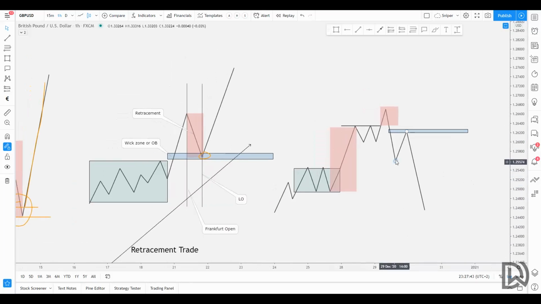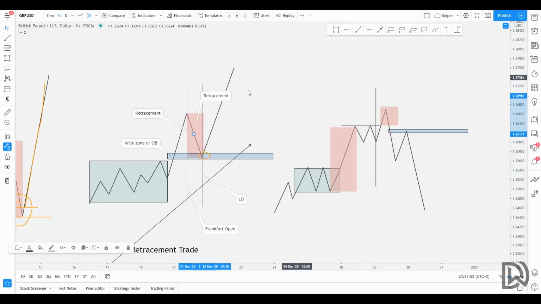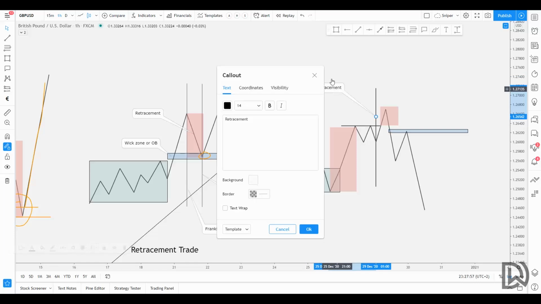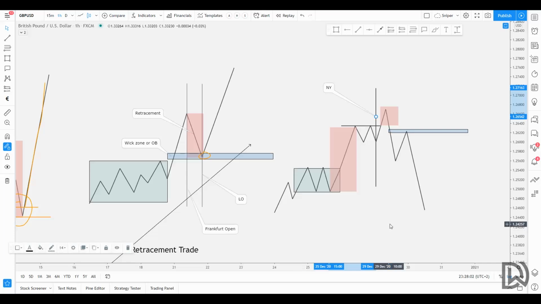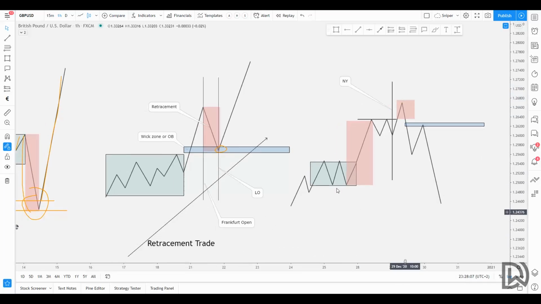Then these setups more often than not happen in New York session. So this is my go-to New York session trade. Perhaps a lot of the times London session will cause the move towards the upside. This will be London session. We might have something like this, the manipulation towards the downside.